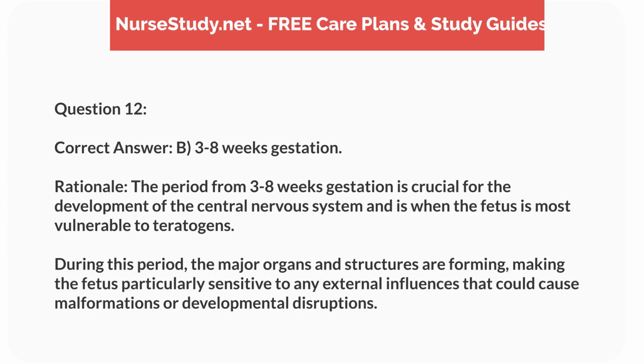Correct answer: B. 3 to 8 weeks gestation. Rationale: the period from 3 to 8 weeks gestation is crucial for the development of the central nervous system and is when the fetus is most vulnerable to teratogens. During this period, the major organs and structures are forming, making the fetus particularly sensitive to any external influences that could cause malformations or developmental disruptions.